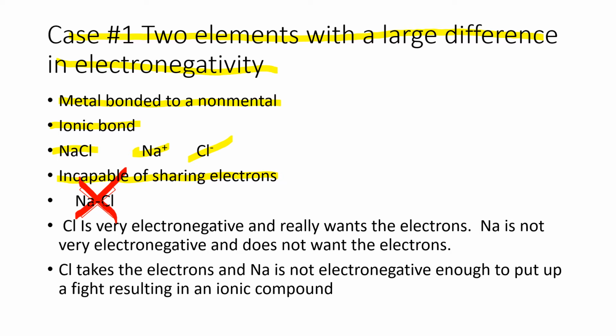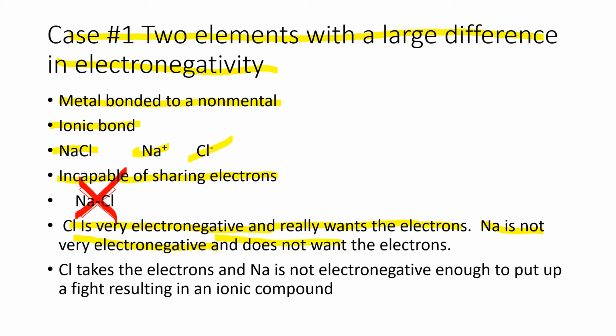And we can think about what happens. Chlorine is very electronegative. It's pretty close to fluorine on the periodic table. It's in the upper right-hand part. It's very, very electronegative. It really wants the electrons. It has a strong pull for those electrons. Sodium, all the way on the left-hand side of the periodic table, is not very electronegative at all.